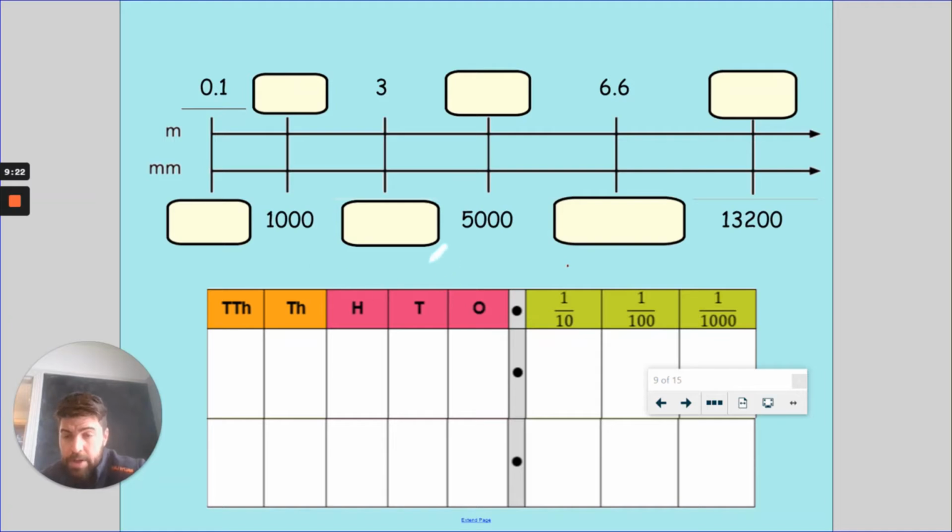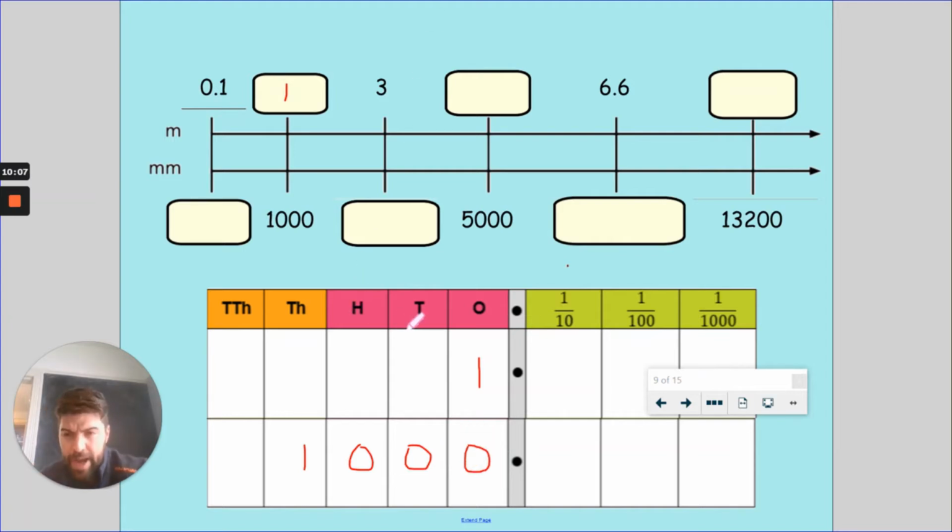The other method I can use is a double number line. I can use a double number line to work from metres on the top to millimetres on the bottom. Now I'm going to fill in this one here first using my known fact that 1 metre equals 1,000 millimetres. So I've started here with 1 metre equals 1,000 millimetres. Now here I've got 3. So in my first one here, I changed 1 metre into 1,000 millimetres.